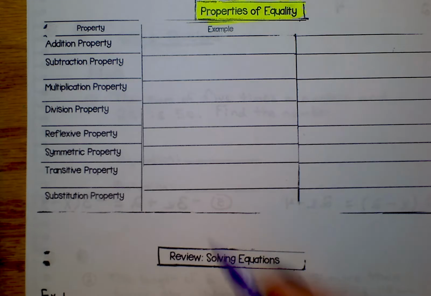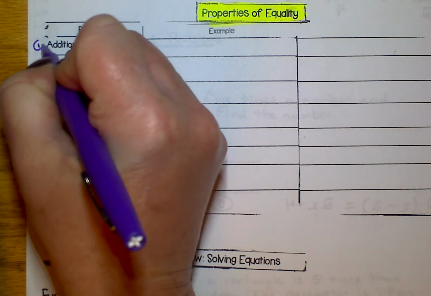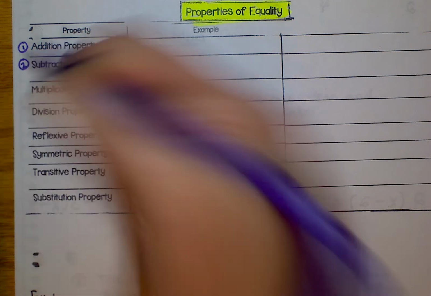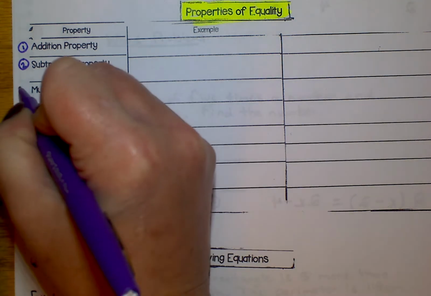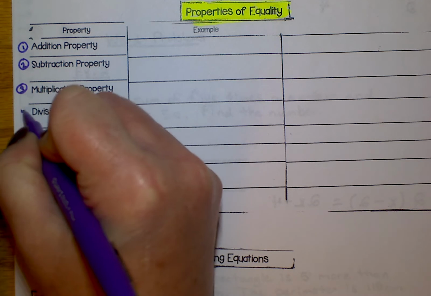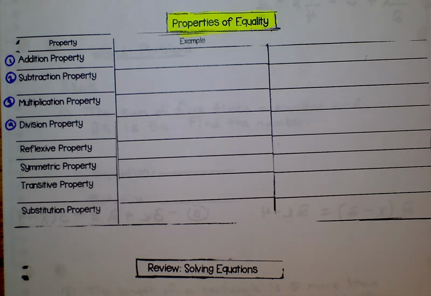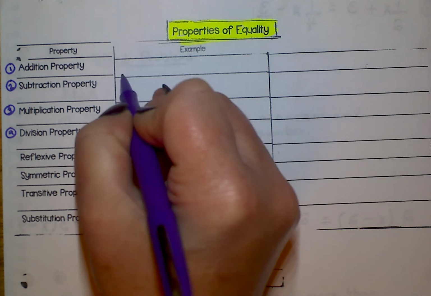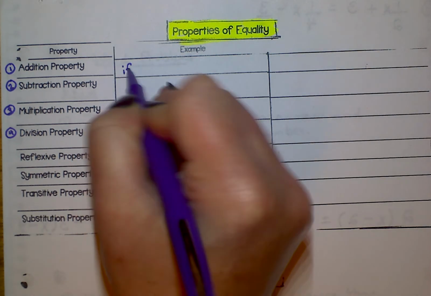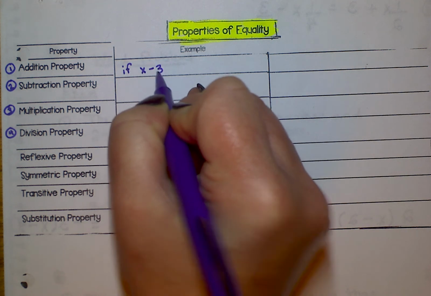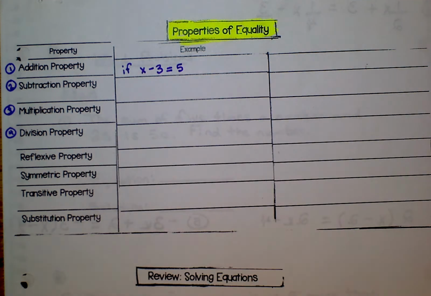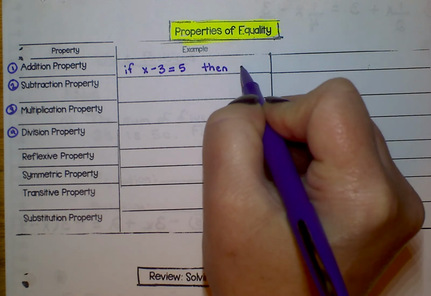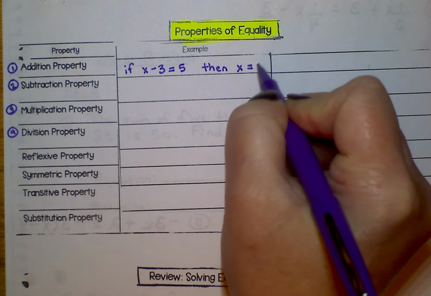So, if you recall, when we started, we talked about the opposite of subtraction was addition, the opposite of addition was subtraction, and then inverse operations were multiplication and division. So we're going to look at those four first. So if you had a problem and it said if x minus 3 equals 5, okay, and then your next step says x equals 8.